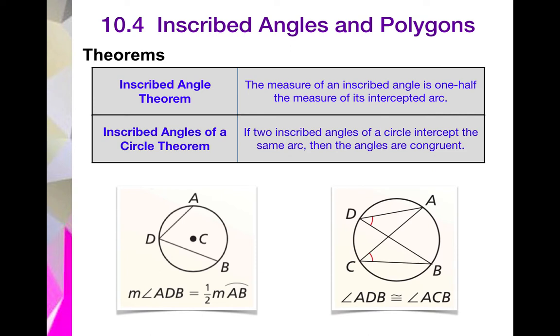The inscribed angles of a circle theorem says that if two inscribed angles of a circle, so here I have an inscribed angle D and C, then it's going to have the same intercepted arc, and if it has the same intercepted arc, that means that both of these angles are going to be the same.